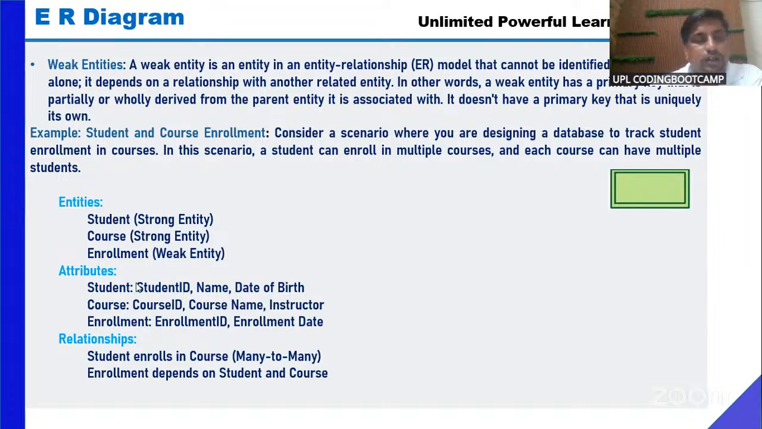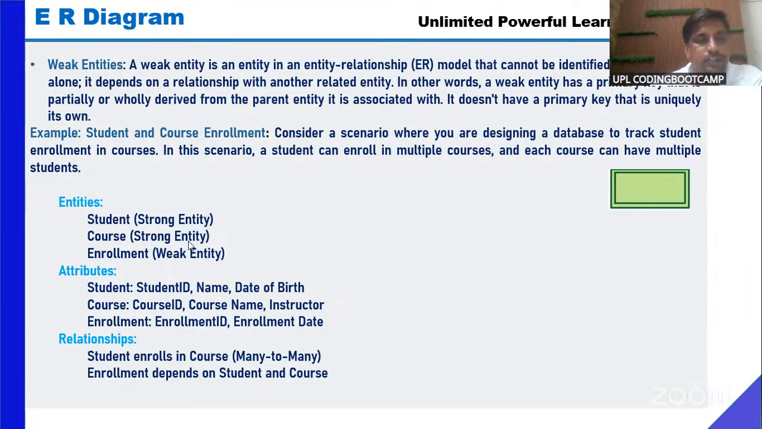So these are called attributes. It is a part of student columns. When we have a student, these are the column names we will be having. In general, we call it an attribute. But how does student have the relationship with the course? Student enrolls for the course, a many to many relationship. That means many students enroll for many courses, and many courses will be enrolled by many students. Similarly, the enrollment depends on the student and course.